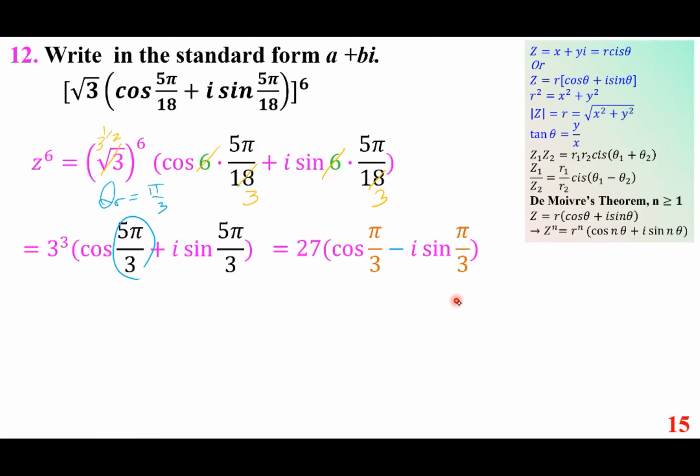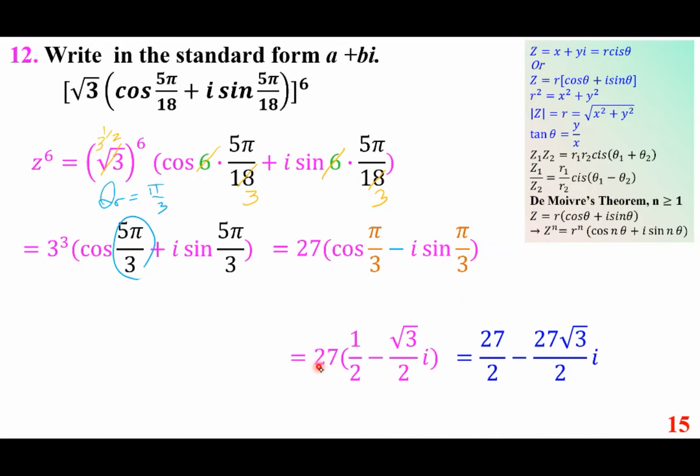And why are we doing that? Because we are supposed to write it in standard form. So cosine of pi over 3, we replace it with 1/2. And sine of pi over 3, we replace it with square root of 3 over 2. So minus square root of 3 over 2 i. And everything gets multiplied by 27. And this is the final answer: 27 halves minus 27 square root of 3 halves i.